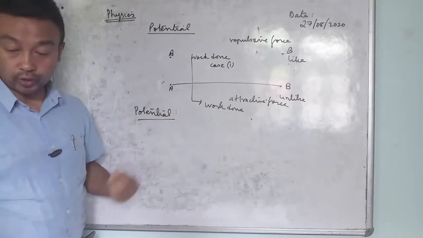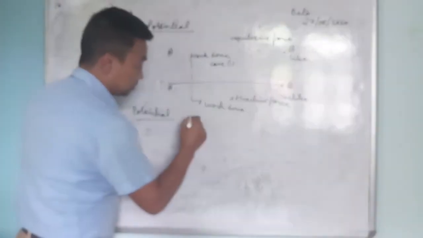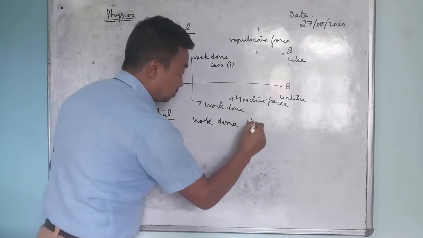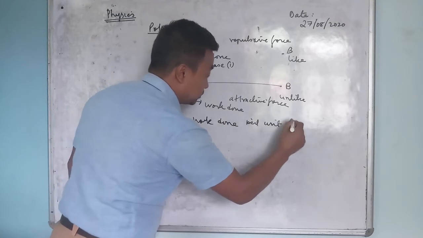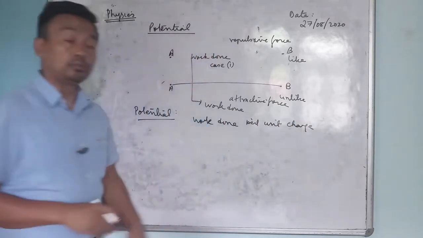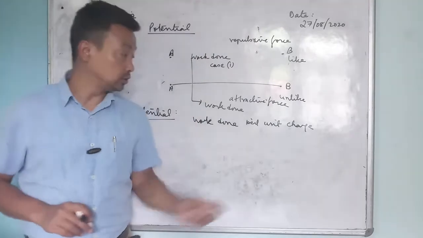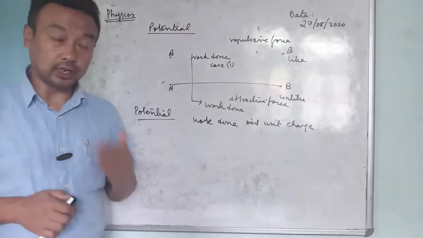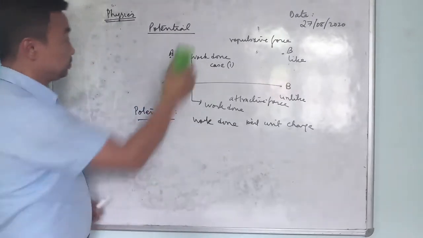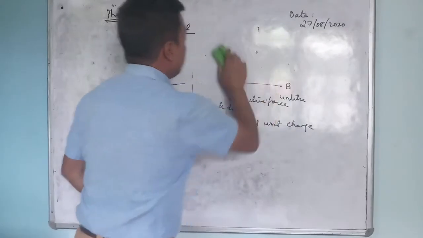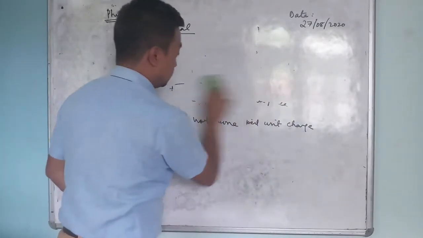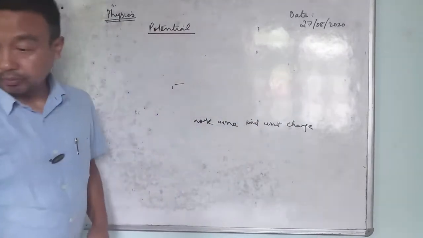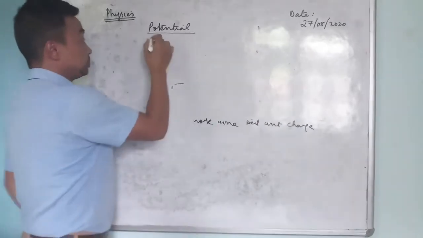Okay, so I'll repeat this again. Potential at a point is defined as the work done per unit charge in bringing a positive test charge from infinity to that point. Let me just explain this definition. You can refer to this definition in the textbook. It is already there on page number 177.